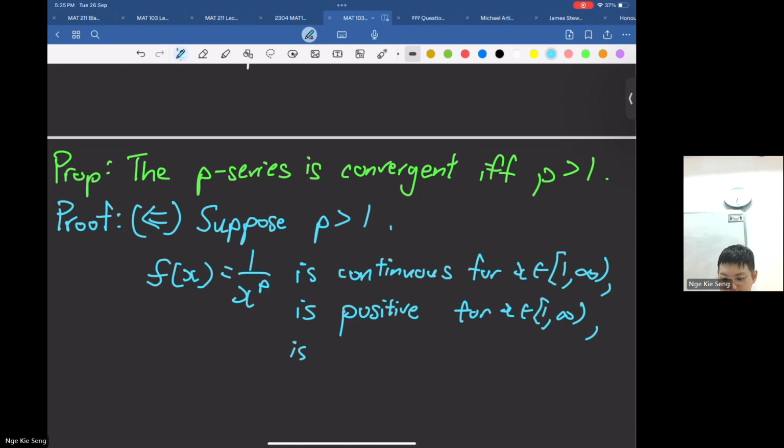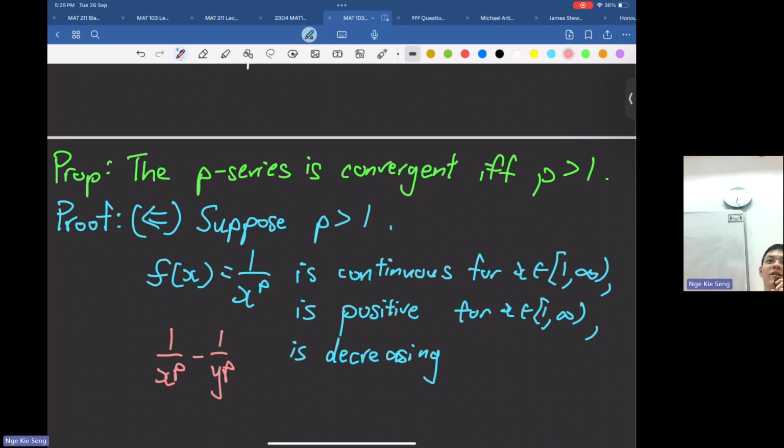How about it decreasing? Decreasing. Do you want to compute 1 over x^p minus 1 over y^p or not? Now here p is any real number greater than 1. So how are you going to deal with all the different p? Just now we used the property of difference of squares, right? But now p may be 1.1, 1.2. How?